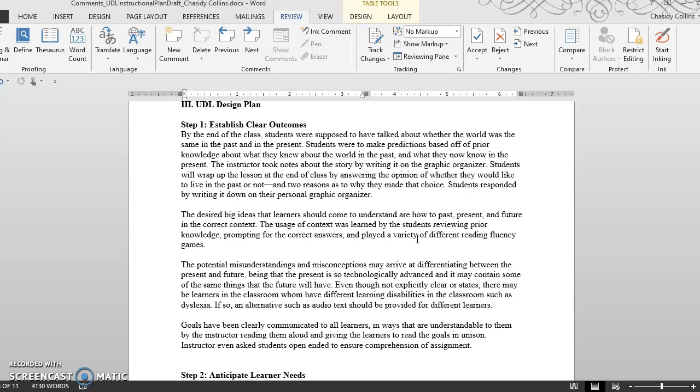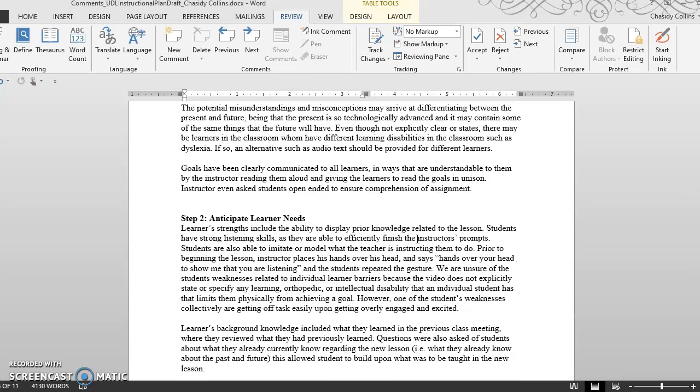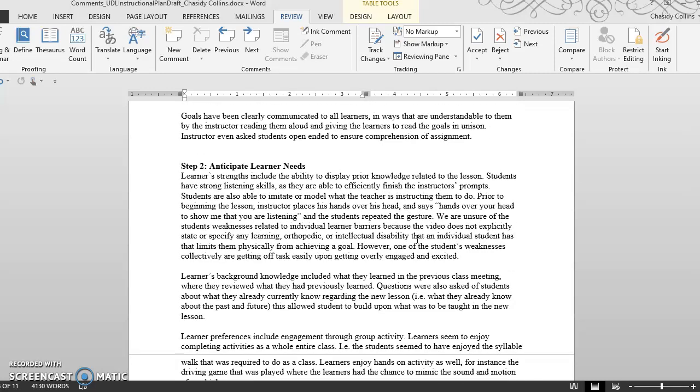Okay, and then by the end of class, students were supposed to have talked about whether the world was the same in the past and in the present. And that is how clear outcomes were established. The instructor took notes about the story by writing it on a graphic organizer, and students wrapped up the end of the lesson by, as I mentioned, writing on the graphic organizer if they would rather live in the present or the past.